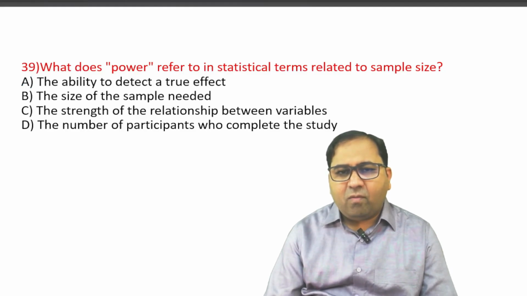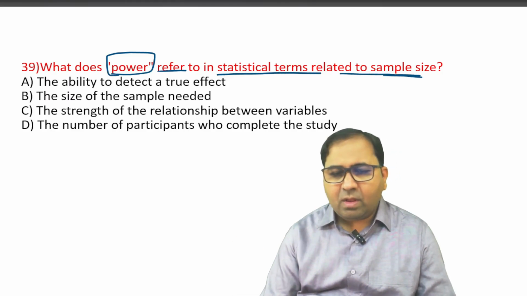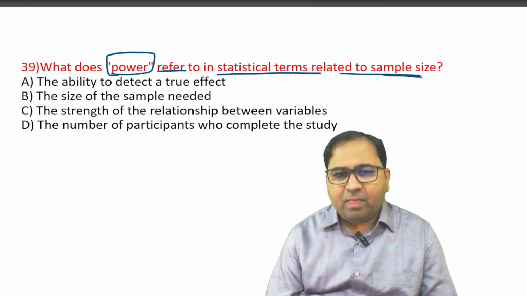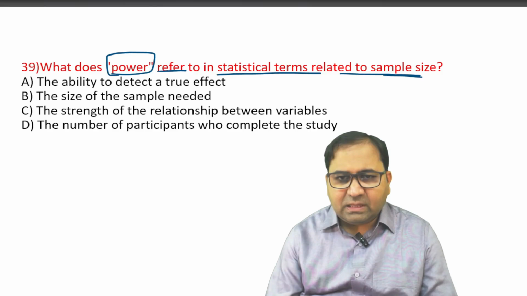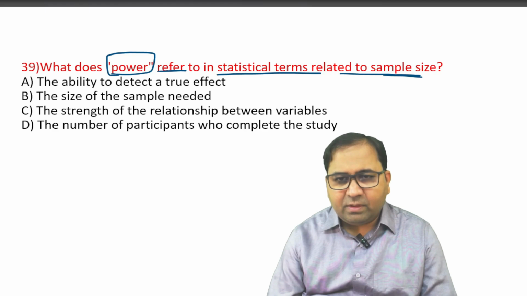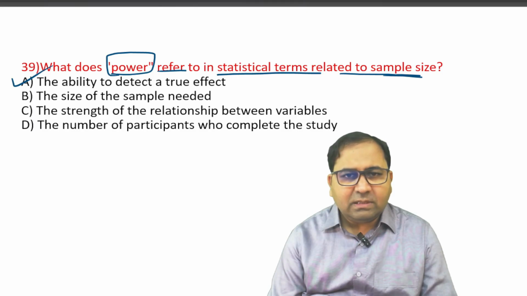Next question. What does power refer to in statistical terms related to the sample size? Options are A, the ability to detect a true effect. B, the size of the sample needed. C, the strength of the relationship between the variables. Or D, the number of participants who complete the study. Power refers to the ability to detect a true effect. Okay.